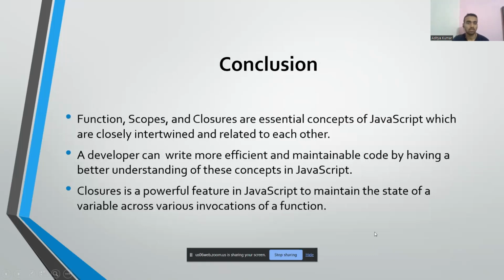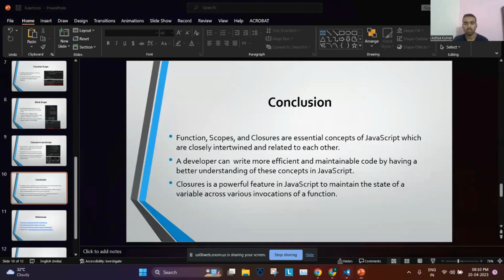Then this is the conclusion. Function scopes and closures are essential concepts of JavaScript, which are closely related to each other. Developers can write more efficient and maintainable code using these concepts. Closure is a powerful feature in JavaScript to maintain the state of a variable across various invocations of a function. Now let's look at the demo.